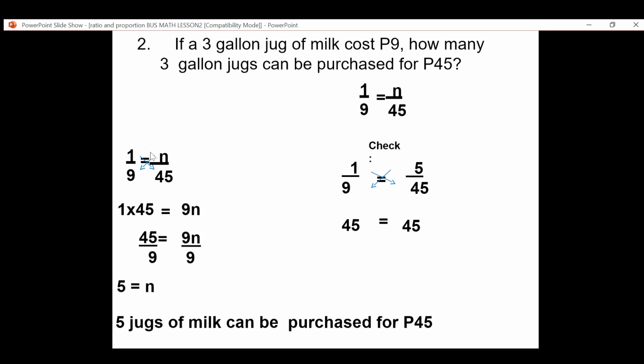So we will get 1 times 45, that's 45. And then n times 9, that's 9n. And divide both sides by 9. So we will get n is equal to 5. Therefore, 5 jugs of milk can be purchased for 45 pesos. So checking our proportion, cross multiply, the answer is correct.